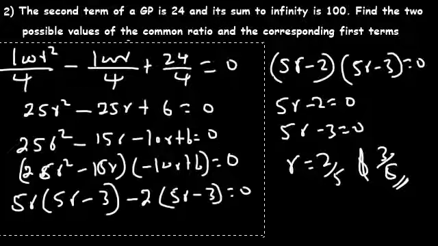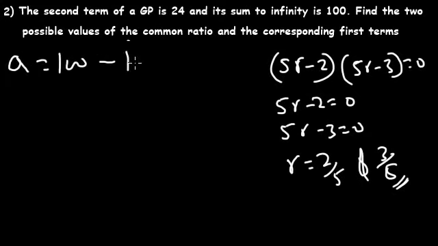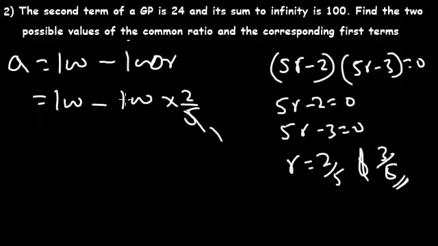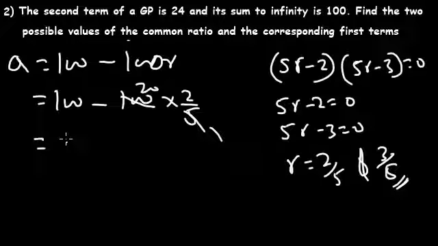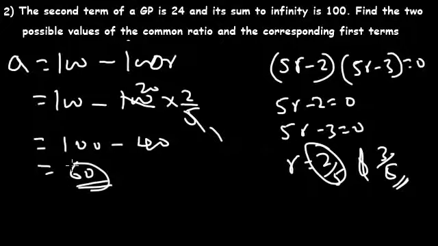So we're considering using equation 3 we named earlier. If you could recall, we said equation 3 is such that a is equal to 100 minus 100r. So therefore, when r is 2 over 5, we have 100 minus 100 times 2 over 5. 5 into 100 is 20, 20 times 2 becomes 40, so 100 minus 40. That gives us 60. So when r is 2 over 5, a is equal to 60.